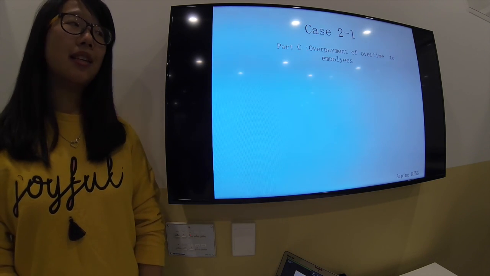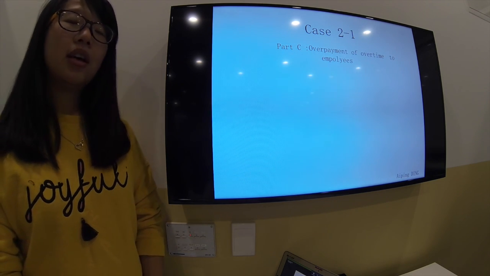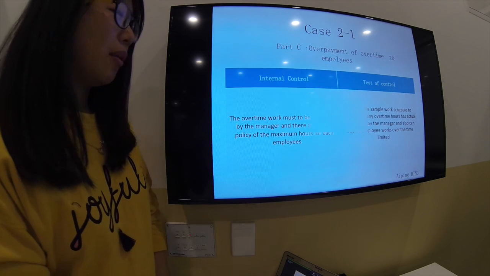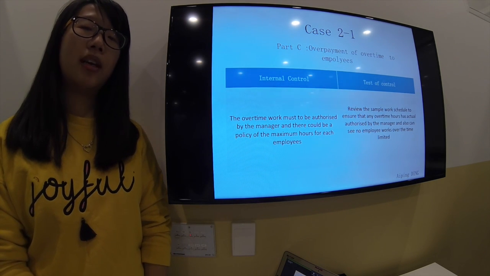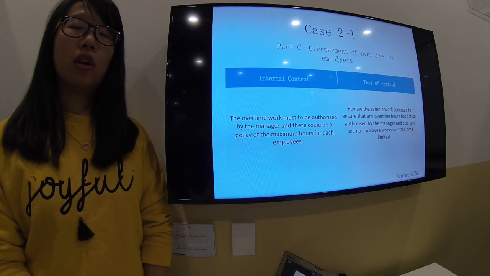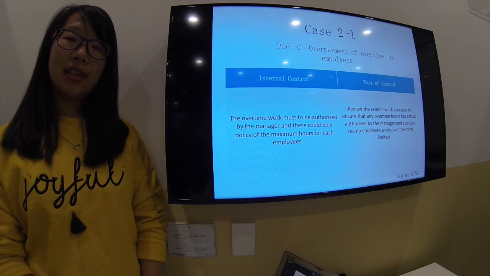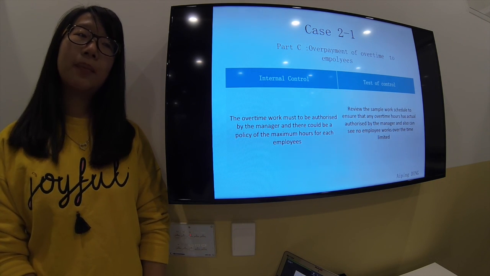So part C is about the risk of overpayment of overtime to employees. The internal control I will give is that overtime work must be authorized by the managers. The companies could also carry out policies which establish the maximum hours for each employee.